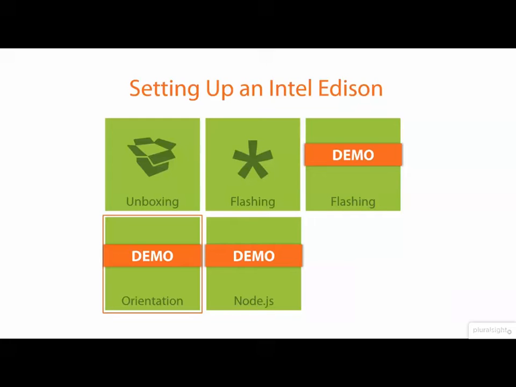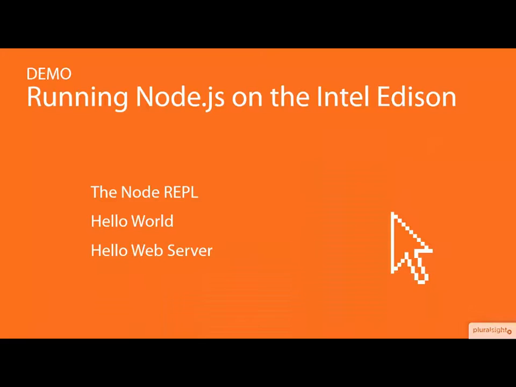Well, consider yourself oriented. But let's do one more demo, and this time we're going to look at what it takes to write a little bit of code on our device. In this demo, we're going to jump into Node.js on the Edison and just see that it works from the device. We're going to write a little bit of Node.js code from the REPL, and then a simple Hello World app. And finally, just for kicks, we'll write a little web server and then go issue a request against that from our host machine. So let's go.